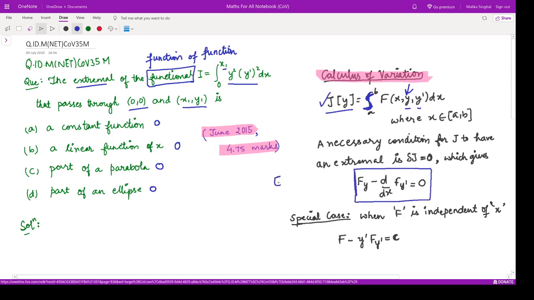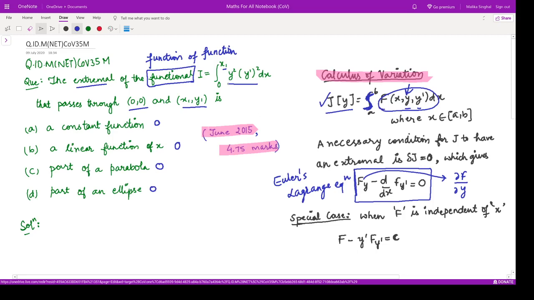known as the Euler-Lagrange equation: fy minus d/dx of fy dash is equal to 0, where fy is the partial derivative of f with respect to y, where our f is this portion.